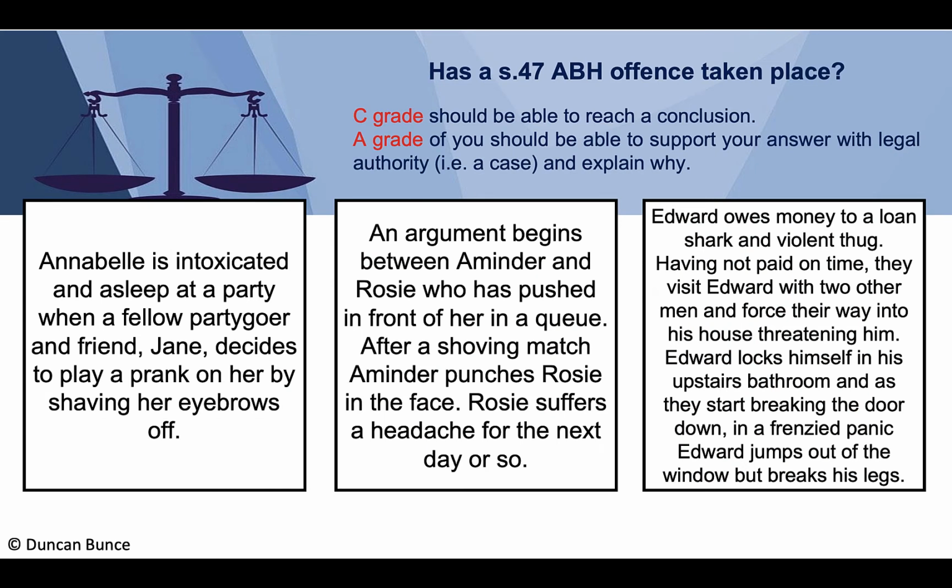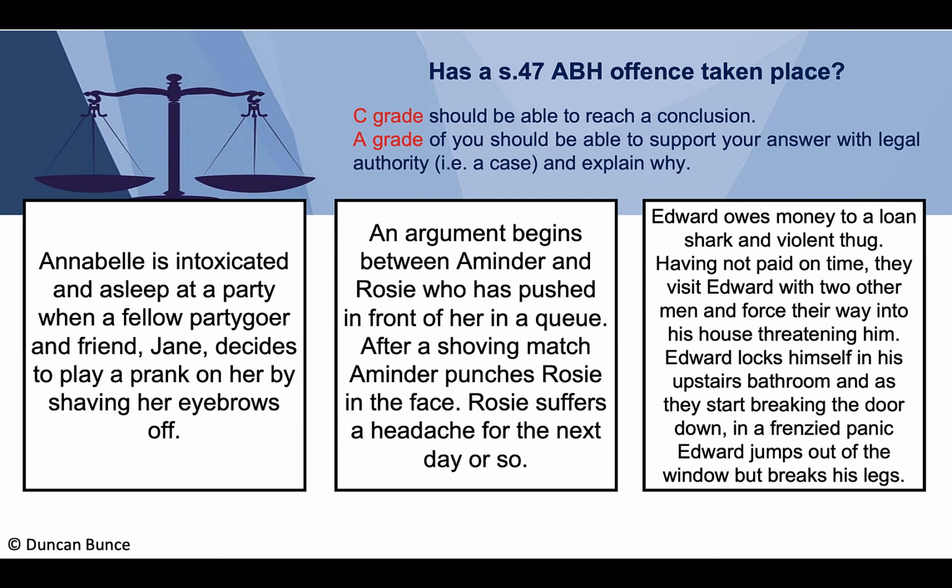Now, some problem scenarios for this. Again, pause the video if you want to work through them. Annabelle is intoxicated and asleep at a party when a fellow partygoer and friend Jane decides to play a prank on her by shaving her eyebrows off. Is this going to be a section 47 offence committed by her friend Jane on the victim Annabelle?